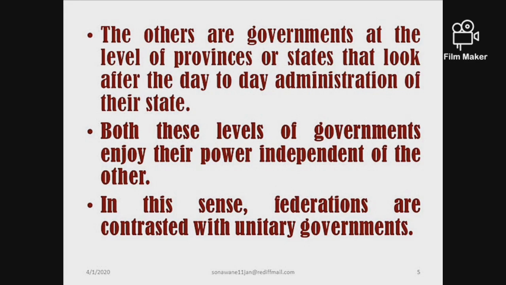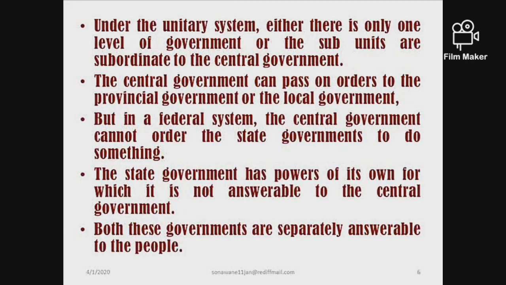In this sense, federations are contrasted with unitary governments. Under the unitary system, either there is only one level of government or the subunits are subordinate to the central government. The central government can pass on orders to the provincial government or the local government, but in a federal system, the central government cannot order the state governments to do something. The state government has powers of its own for which it is not answerable to the central government. Both these governments are separately answerable to the people.